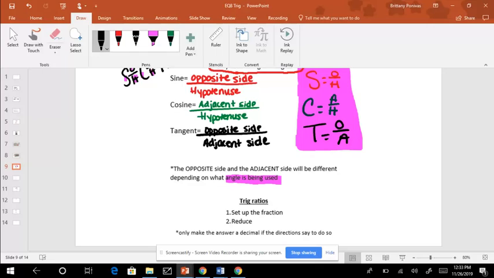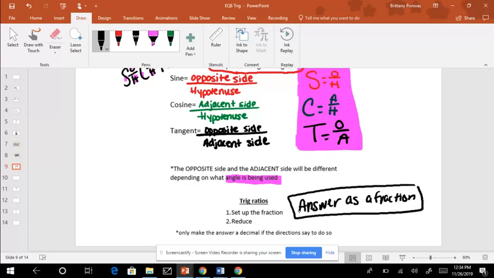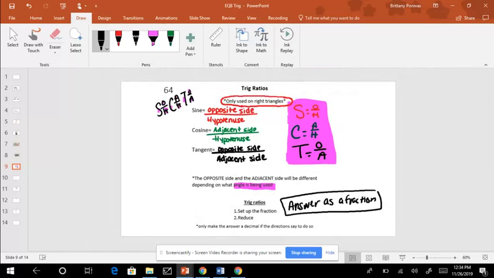You will always leave your answer as a fraction, unless the problem tells you to round. So if the problem says find the sine of angle A, round to the nearest tenth, then you would leave your answer as a decimal. But if it does not tell you how to round, you leave your answer as a fraction.